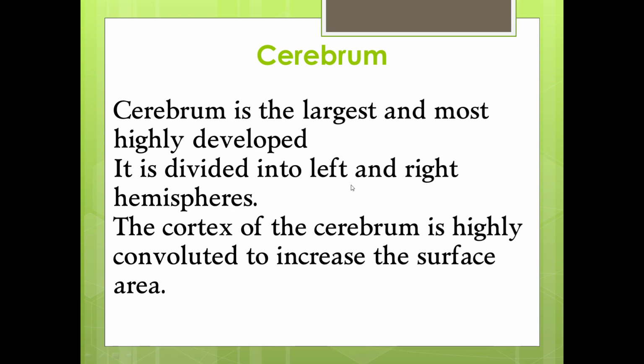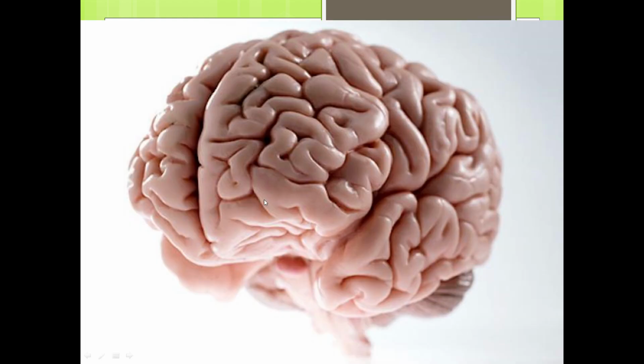Let's study the three main parts of the brain and their functions. Cerebrum. The cerebrum is the largest and most highly developed part of your brain. It is divided into the right hemisphere and left hemisphere by a deep fissure. Because of this deep fissure, you can separate the brain into two halves, the right hemisphere and the left hemisphere.